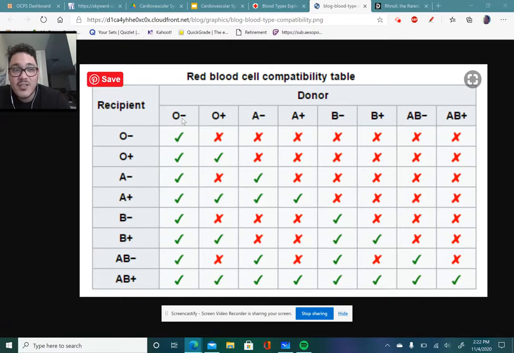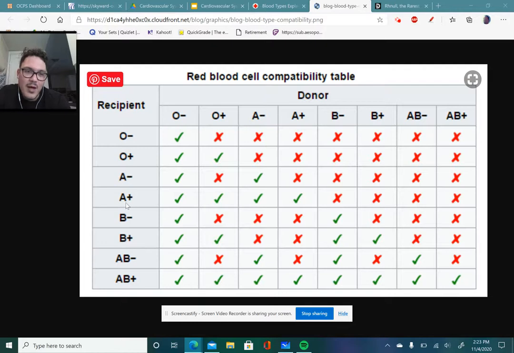Remember, O negative is the universal donor. So if you are someone who's O negative, you can give blood to everyone. But if you're O negative, who can you receive blood from? Just other O negatives. You cannot receive blood from anyone else. Because even if you try to get blood from an O positive, the O's match, right? But because someone who's O positive has Rh factor, it does not work with someone who's negative.